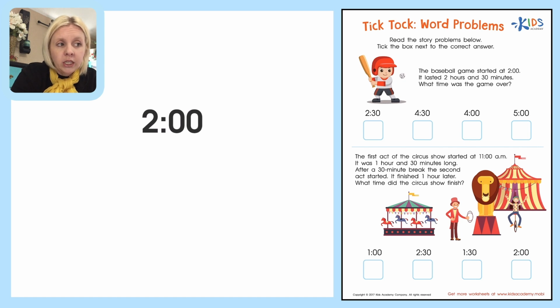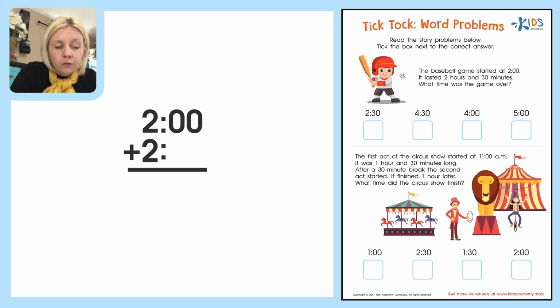Now, sometimes we can set up a problem that has to do with time just like we would a regular word problem. But sometimes we can't, because minutes are not the same as other numbers, because 60 minutes equals an hour. So it's a little bit different. But for this one, it says it lasted 2 hours and 30 minutes. So we can take 2 o'clock and add 2 hours onto it. So I'm going to add 2 hours.